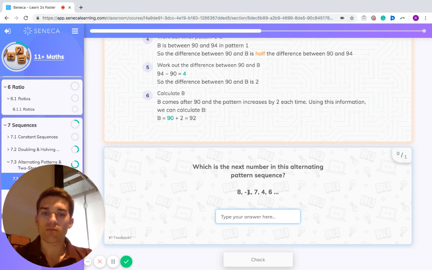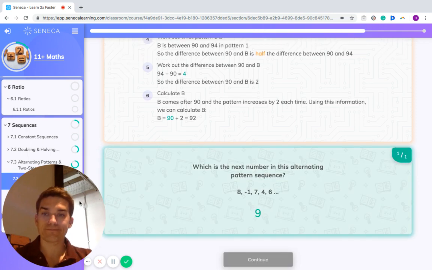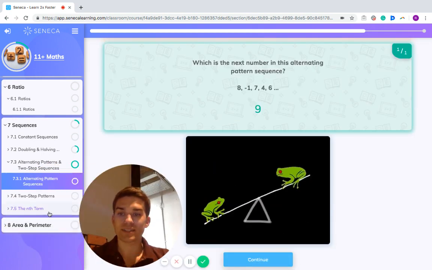And here we're going from -1 to 4 to something. Now, if we're going -1 to 4, we are adding 5 each time. So if we're adding 5, and then we're adding 5 again, 4 plus 5 gives you 9. So that is alternating sequences.